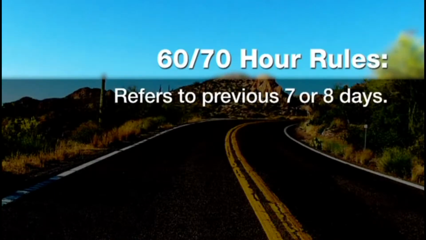Another important note, the 60-hour or 70-hour period refers to the previous 7 or 8 days. It does not relate to a specific work week like a Sunday through Saturday time period. When an officer looks at your log, he or she will be adding up the days prior to the inspection, regardless of which days of the week they fall on.